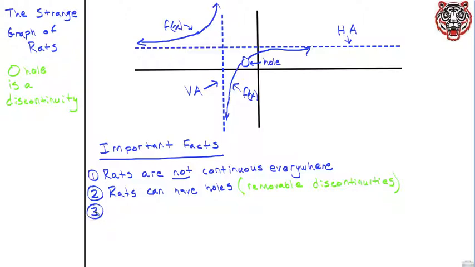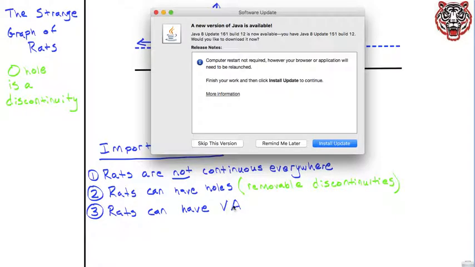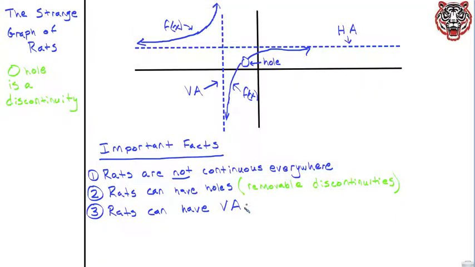There are 4 facts. Rationals can have vertical asymptotes. They can have that dashed line where it gets closer and closer to that line. And number 4, very similar to number 3, is that rational functions can also have horizontal asymptotes, but don't necessarily have to have them.